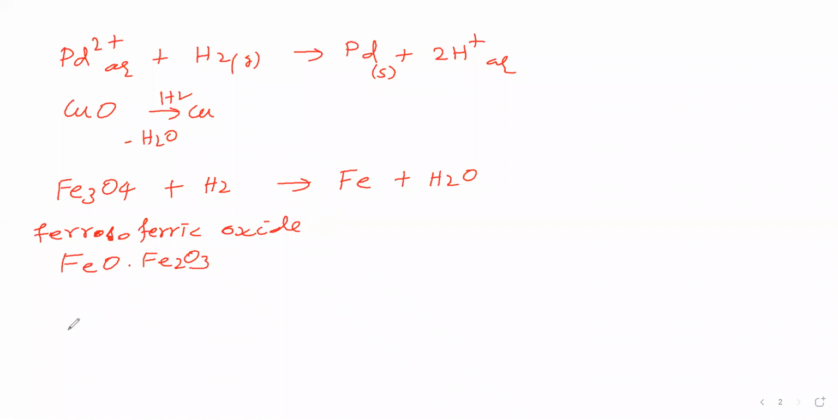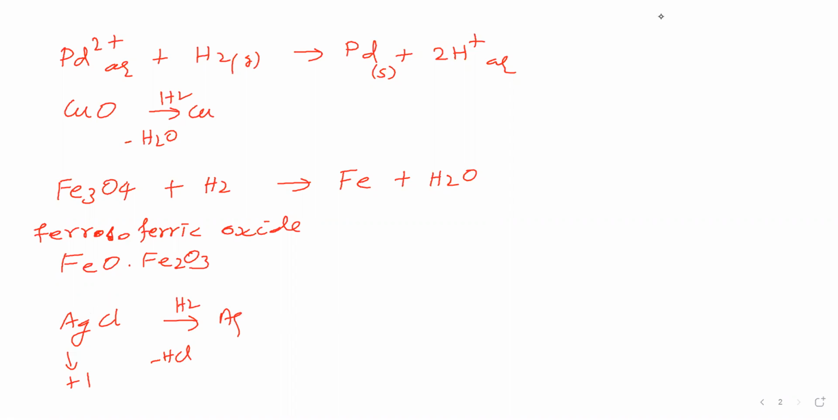Next, silver chloride we will take. In silver chloride, Ag is +1. That +1 Ag becomes Ag. Now Ag oxidation number is 0. Hydrogen takes Cl minus and becomes HCl. So Ag plus becomes Ag, we can say.